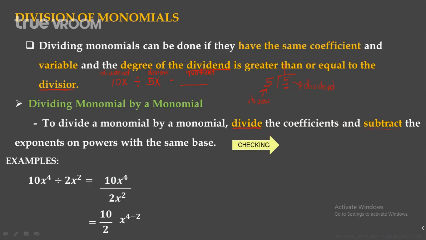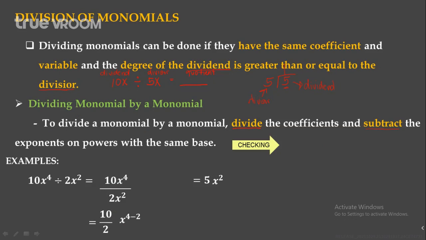What? 5. So 5 is your quotient. Okay? 5 is your quotient, but this is not yet complete. We need the variable. What is x raised to 4 minus 2? X raised to 2. All right, so x squared. So therefore, your answer is 5x squared, and that is your quotient. Understood?